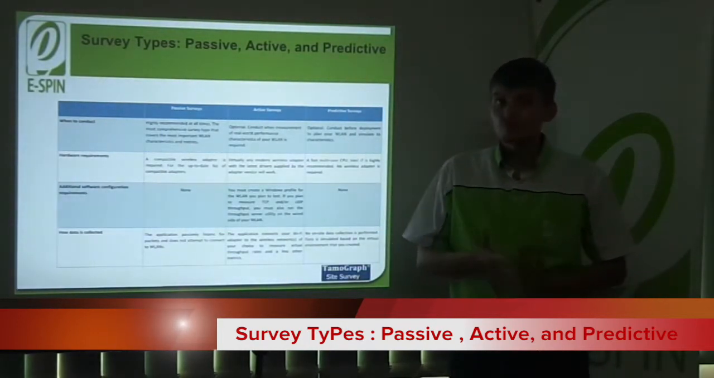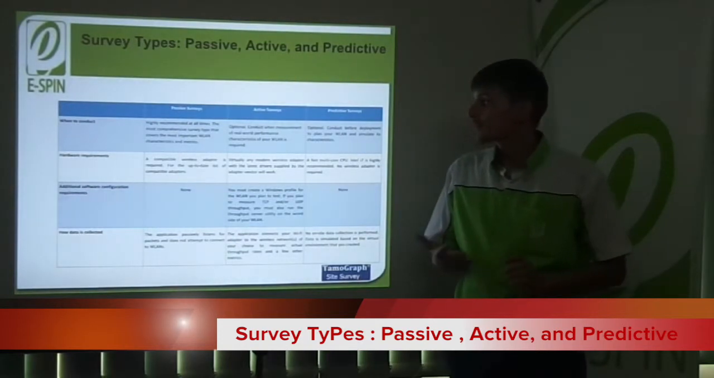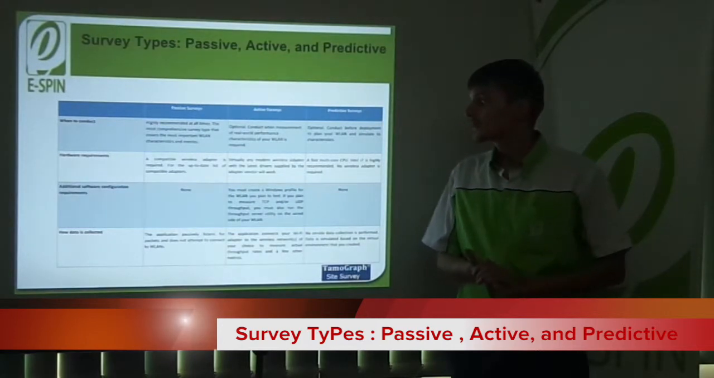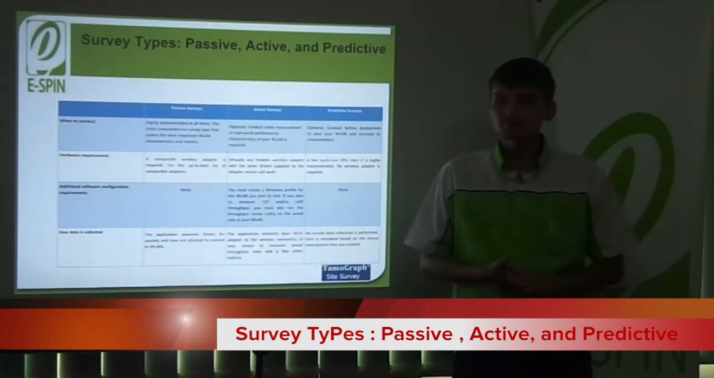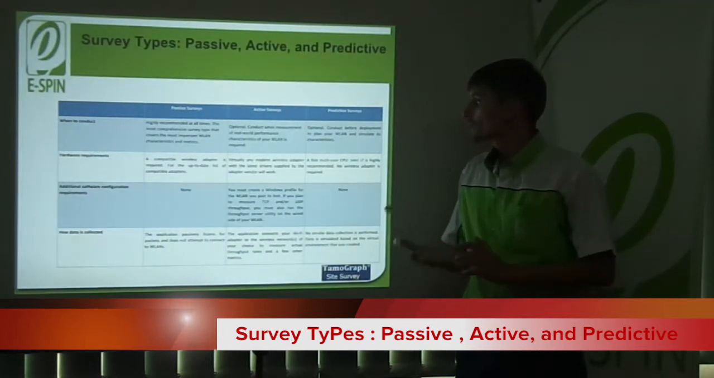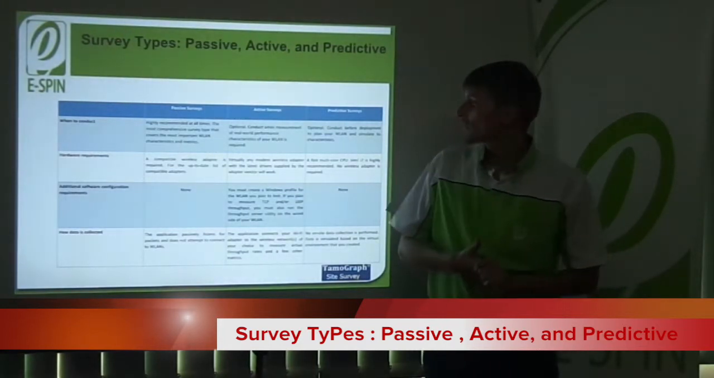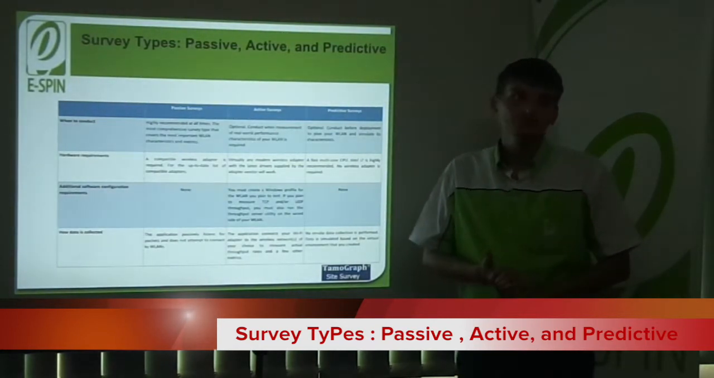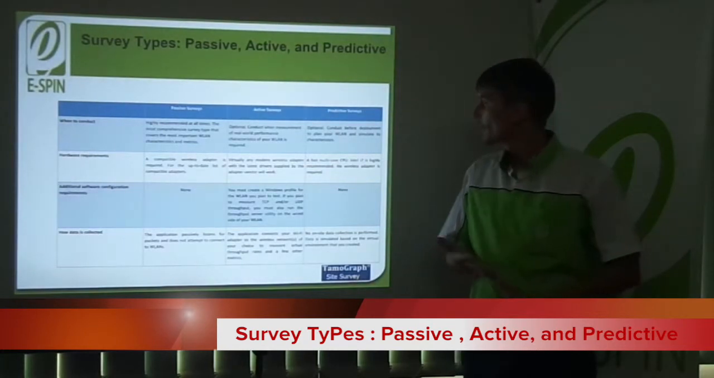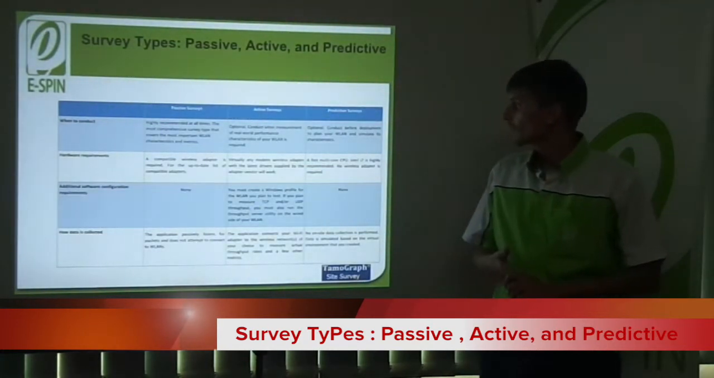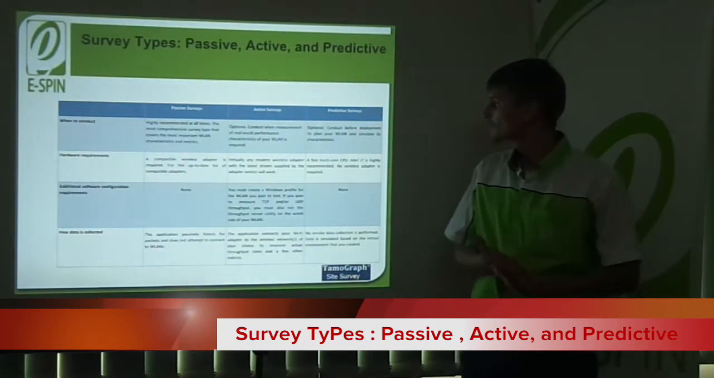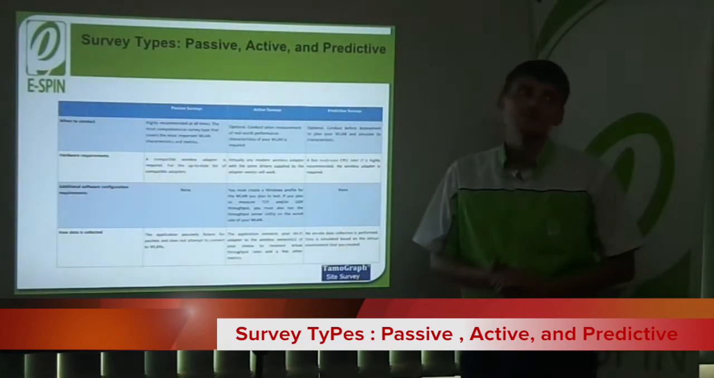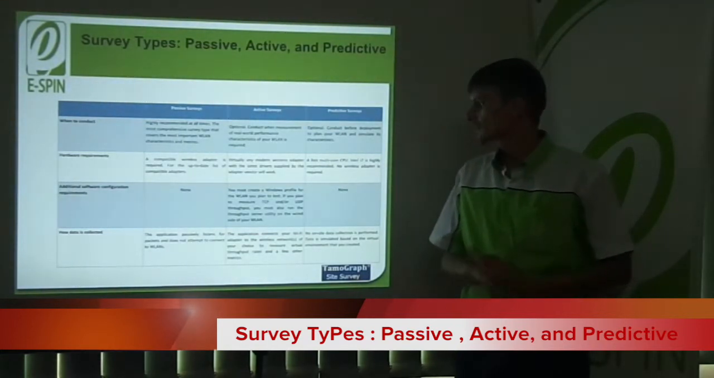Hardware requirements of passive survey: a compatible wireless adapter is required. For the up-to-date list of compatible adapters, see the website. For active survey, virtually any modern wireless adapter with the latest drivers supplied by the adapter vendor will work. And the predictive survey requires a fast multi-core CPU. Intel i7 is highly recommended. No wireless adapter is required.